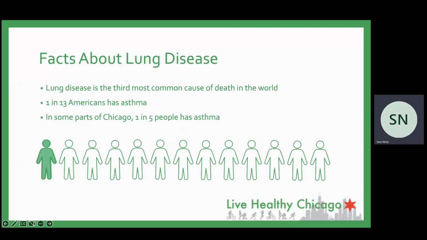Lung disease is very common in America. 1 in 13 Americans has asthma, one form of lung disease. In some neighborhoods in Chicago, that number can be even higher, up to 1 in 5. And this depends on people's family history, their habits, and the environment they live in. Lung disease is the third most common cause of death in the world. Today, we'll be talking about ways to keep you healthy and manage lung disease.